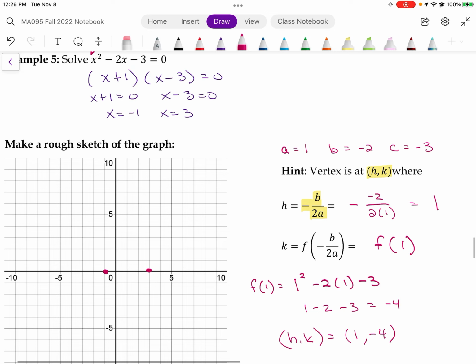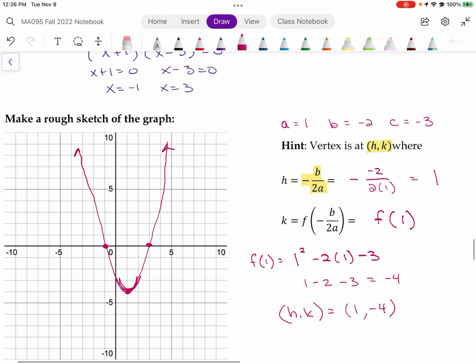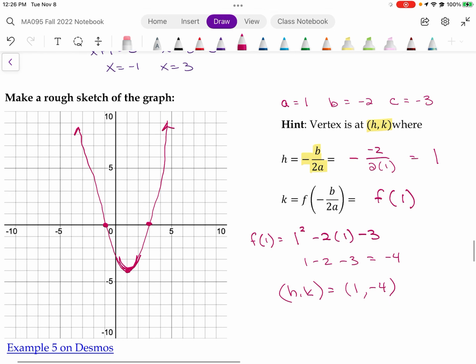All right, so (1, negative 4), it should be symmetrical because parabolas are. And so this thing is going to, in general, look like, that was not very pretty, but there you go. There's my parabola. And it's rounded at the bottom, so it's not a corner. Okay, so there's an example on Desmos if you want to go look at it.